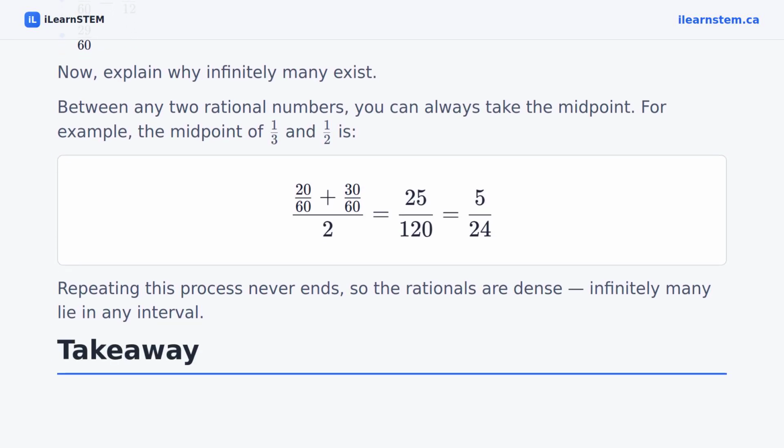The key idea is that rational numbers are dense. Between any two rationals, there are infinitely many others, and you can always find one by taking the midpoint.